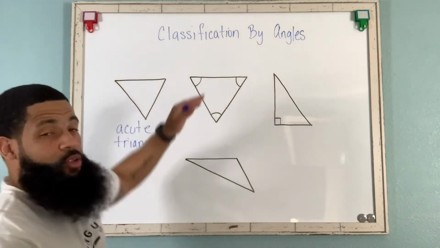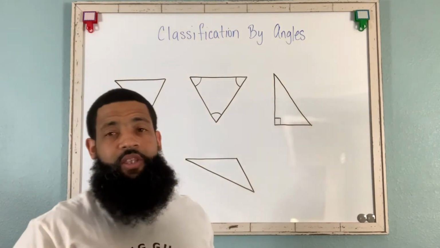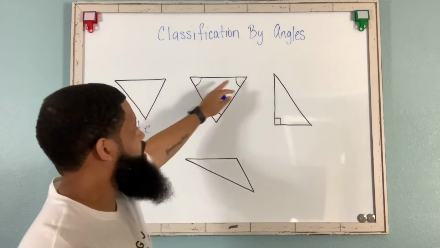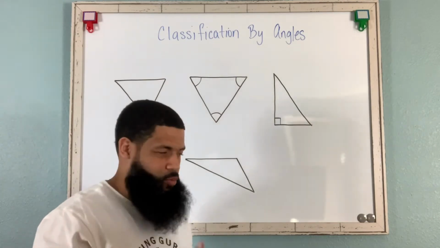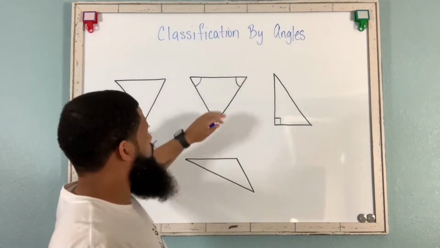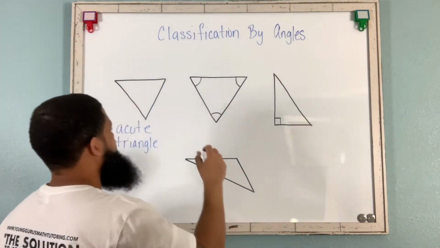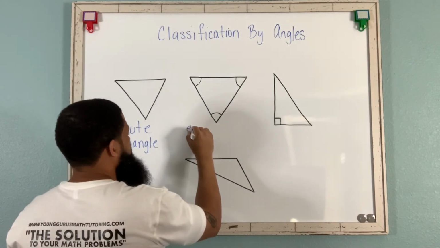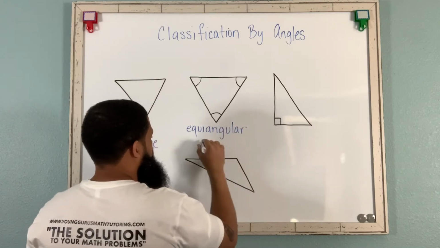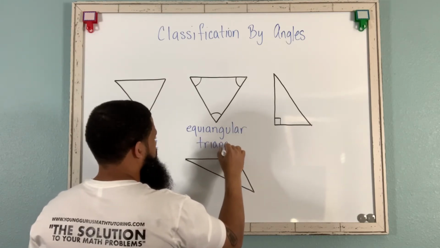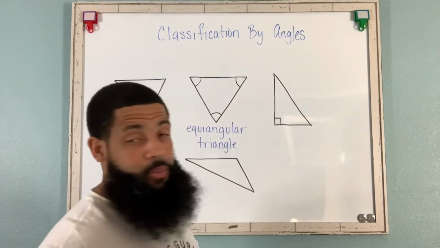All right, moving on to the next one. Notice each angle has that little mark there. That tells me that those angle measures are the same. Typically it's done in a different color if you see it in a book or on a website with an assignment. So all 3 of these angles have the same measure. That tells me this is an equiangular triangle. They have all 3 measures the same.